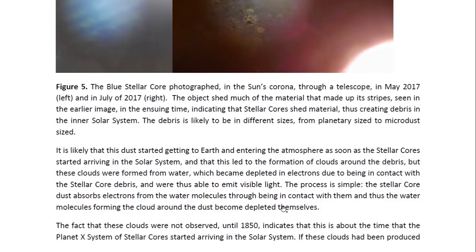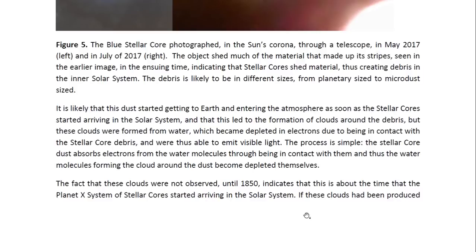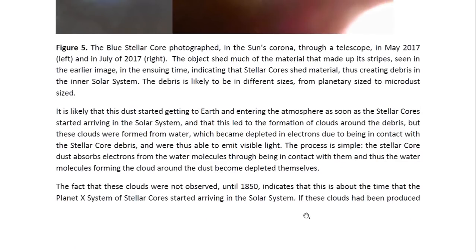The process is simple. The stellar core dust absorbs electrons from the water molecules through being in contact with them, and thus the water molecules forming the cloud around the dust become depleted themselves. So when the water absorbs electrons, it emits light. Now, the fact that these clouds were not observed until 1850 indicates that this is about the time that the Planet X system of stellar cores started arriving in the solar system.